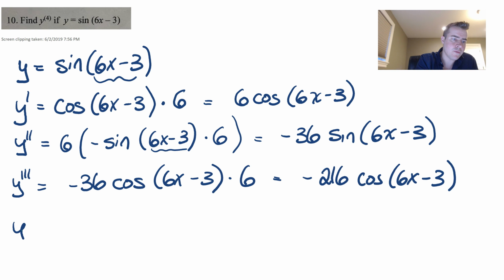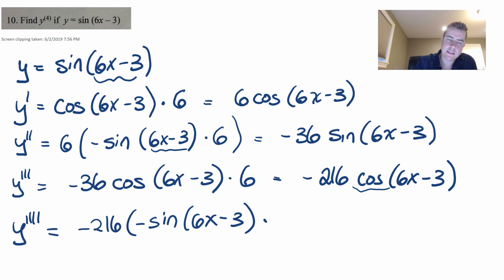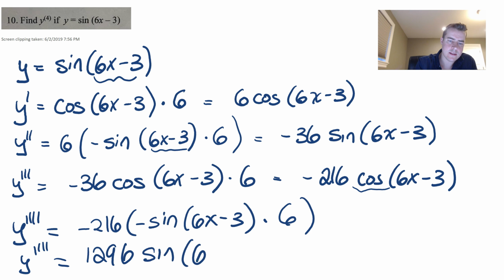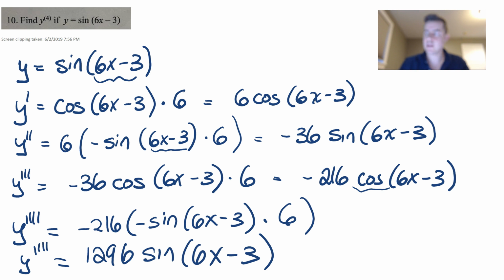And then we need to do the fourth derivative. Again, same thing. Derivative of cosine is going to be that negative sign. So, I'll just write it out: times negative sine 6x minus 3 times the derivative of the inside, which is 6. So 216 times 6 is 1296. And a negative times a negative is positive, so it's positive 1296 sine 6x minus 3.